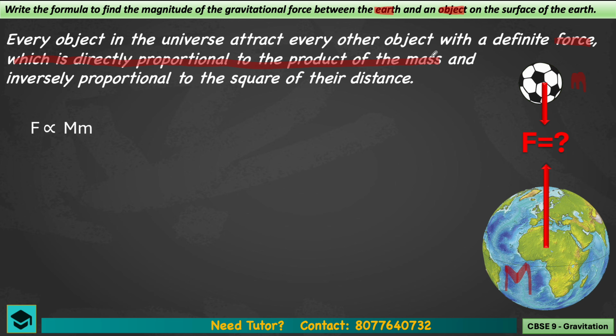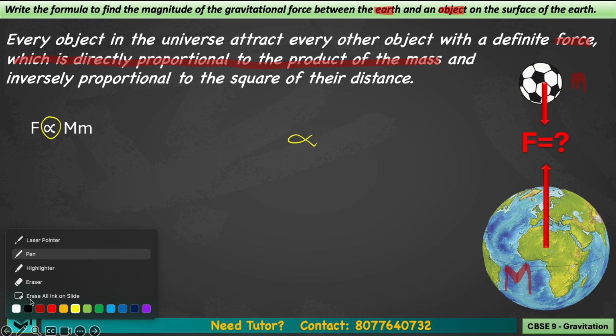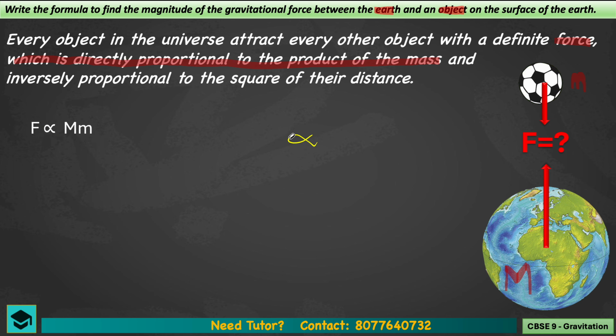So we can say force is directly proportional. You see this symbol is the proportionality symbol. That means force depends upon this factor. This is what it concludes. So force is directly proportional to what? The product of their masses.